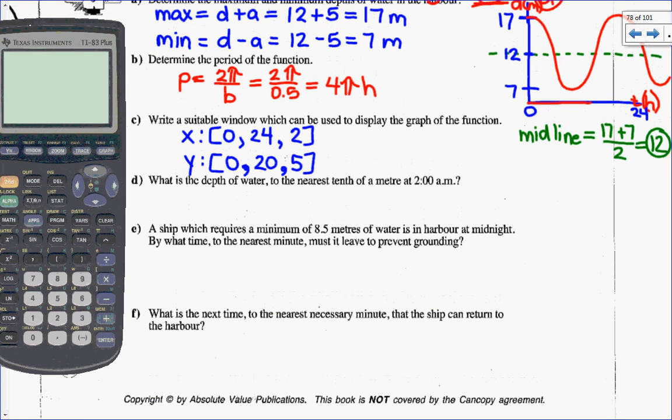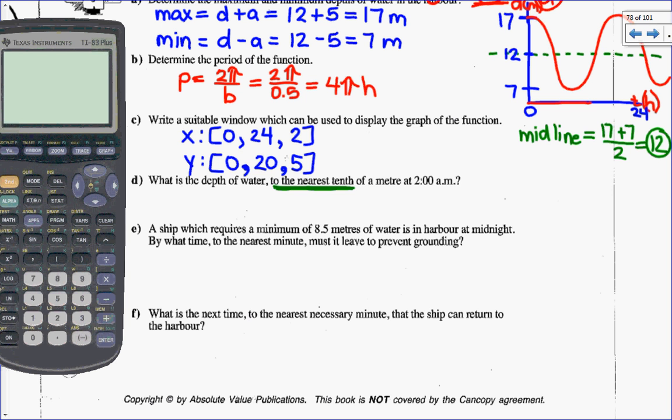Okay, now D is an interesting question. It says, what's the depth of water to the nearest tenth of a meter at 2 o'clock in the morning? Well, first of all, this is really important, and really watch for this on the test. When they ask you to give a value to the nearest tenth or to the nearest whole meter, be really aware of that, because you could calculate the answer correctly, but if you list it in a different format than to the nearest tenth of a meter, you would get that answer wrong, even if you've done all the work right. So please be very careful of that.